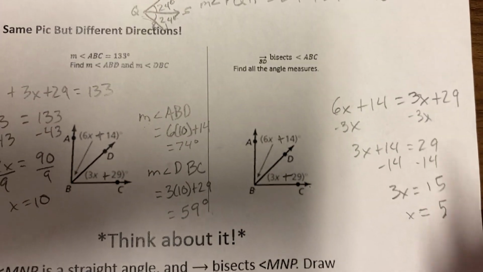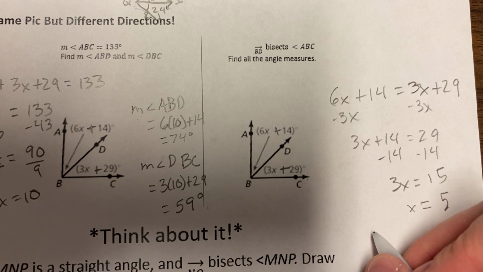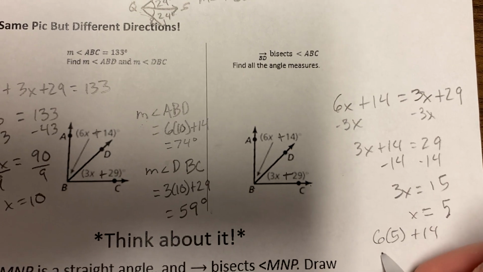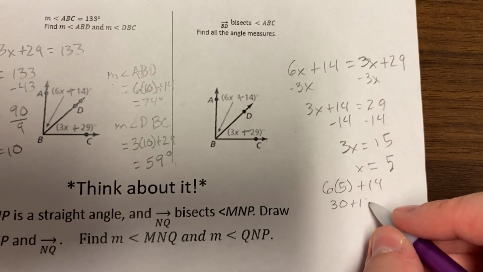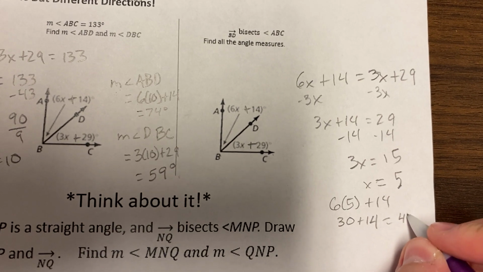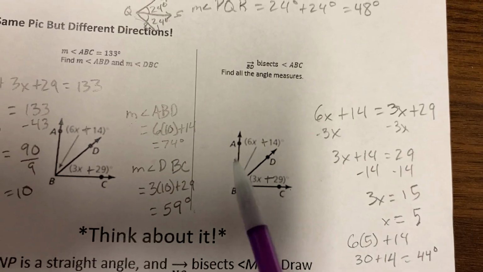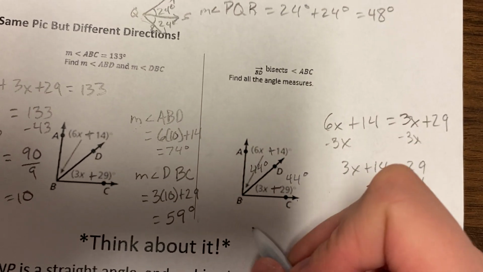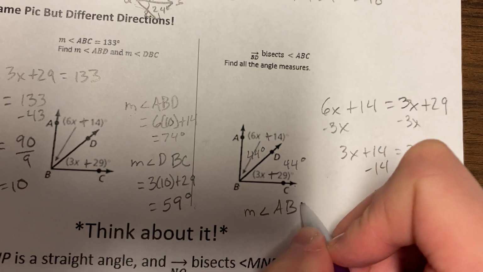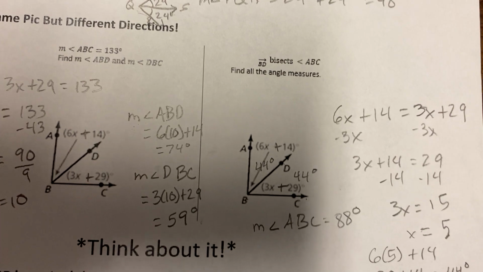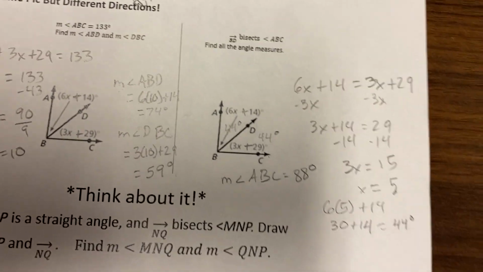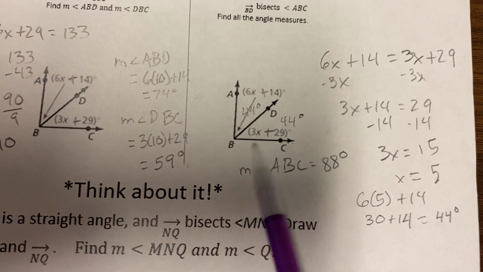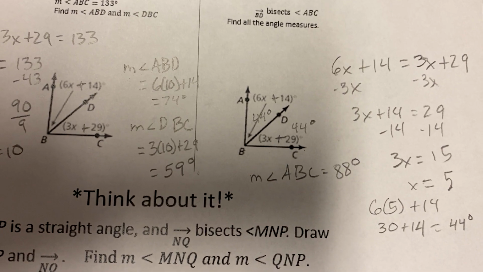My paper keeps sliding, sorry about that. So then it's asking for all angle measurements. So this part's really easy, right? We'll just plug that 5 in, and we get 30 plus 14, which is 44. But here's the thing, we know since these are equal, this side has to be 44, this side has to be 44. So what's ABC equal to? Equal to 88. And we're done. So bisect ones are usually pretty easy because you're able to kind of take shortcuts. And if you want to check yourself, you can plug in 5 here, 15. 15 plus 29 should give you 44. Okay?